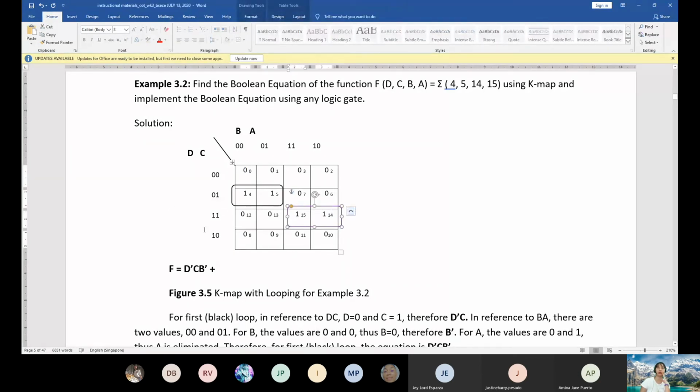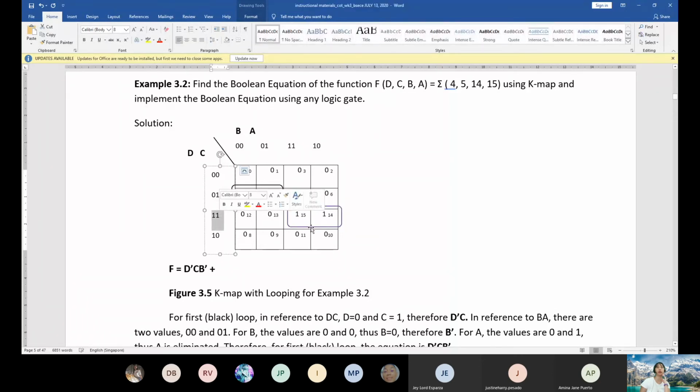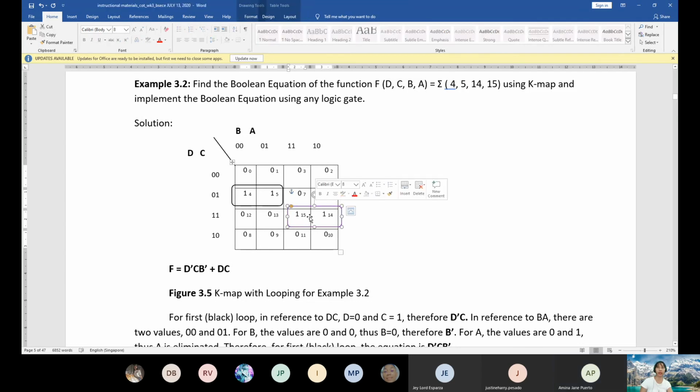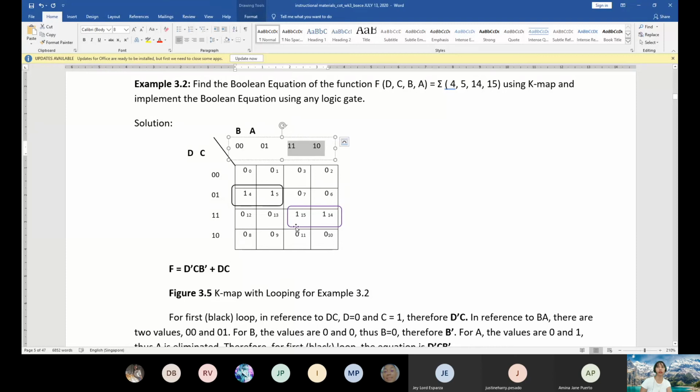Let's have the violet loop here. For the violet loop, for DC we only have one value: D is 1, C is 1. So what are we going to write? If D is 1, we write D, and C is 1, so C. DC. Whereas for the BA input, we have two values, 1, 1 and 1, 0.